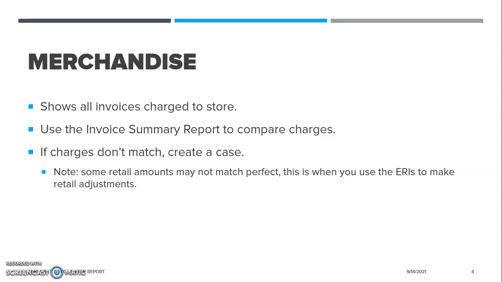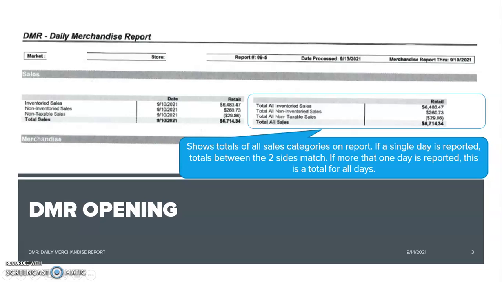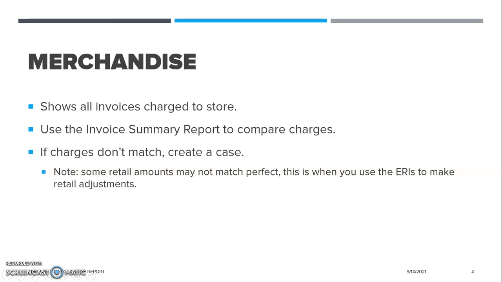The merchandise shows all invoices charged to your store. You should use the invoice summary report that matches the date being reconciled. So going back here for a second, the merchandise report through date. That is the date for the invoice summary report that you should print out, and then match up comparing. If charges don't match, create a case.